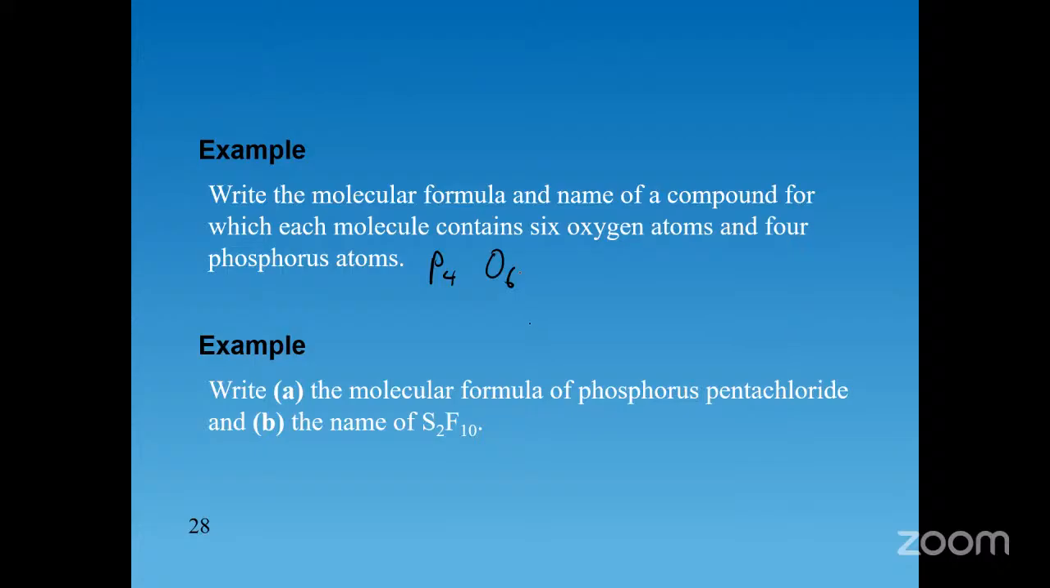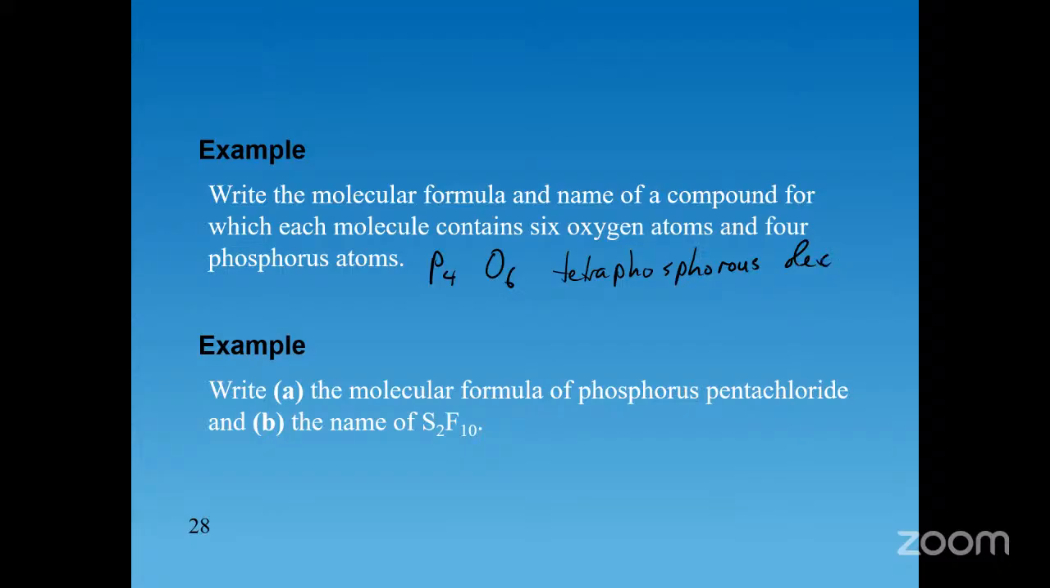So the next question we have to answer is, what's the name? So what do you think the name of this compound is? Tetraphosphorus decoxide. And let me just say something here about decoxide and some other names of that type.